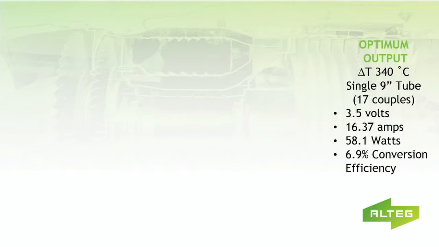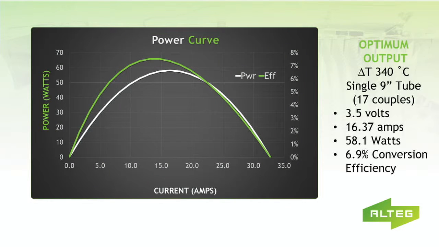58.1 watts. So again, the model that we produce has about 32 of those tubes put together. So that small unit that weighs about 16 pounds can produce about 1.5 kilowatts, give or take.